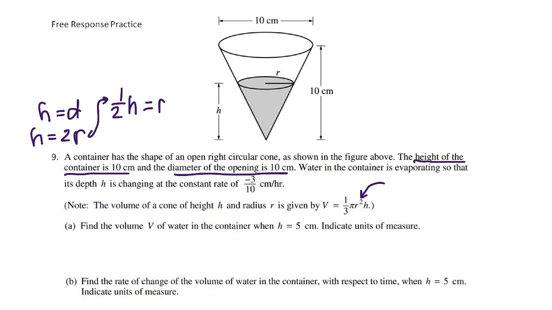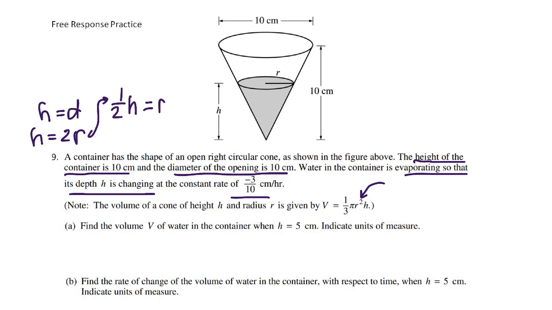Water in the container is evaporating so that its depth is changing at this constant rate. So here's another small piece of information that we could very easily skip over that we don't need to, and that is that dH dt is -3/10. So we need to remember that.